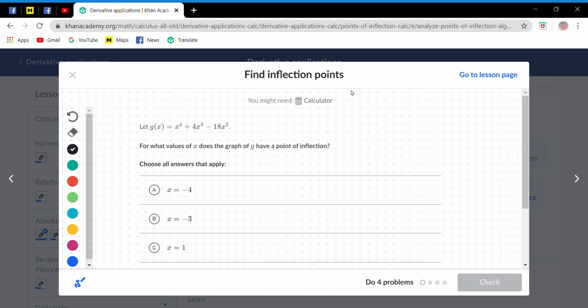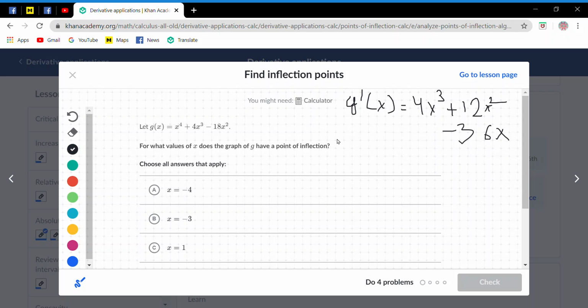So first let's find g prime. g prime of x equals 4x cubed plus 12x squared, by using the power rule, minus 36x.